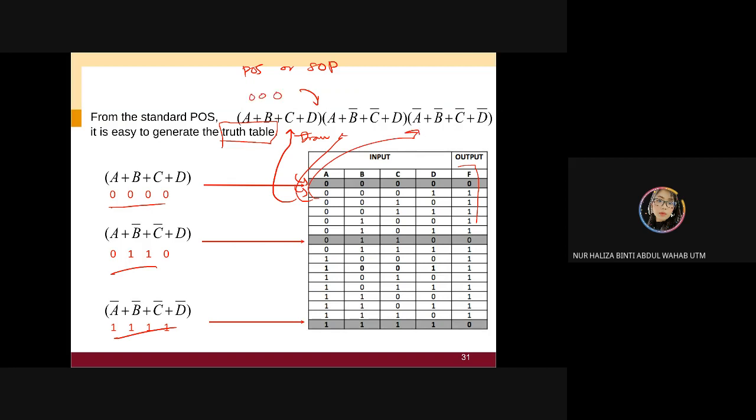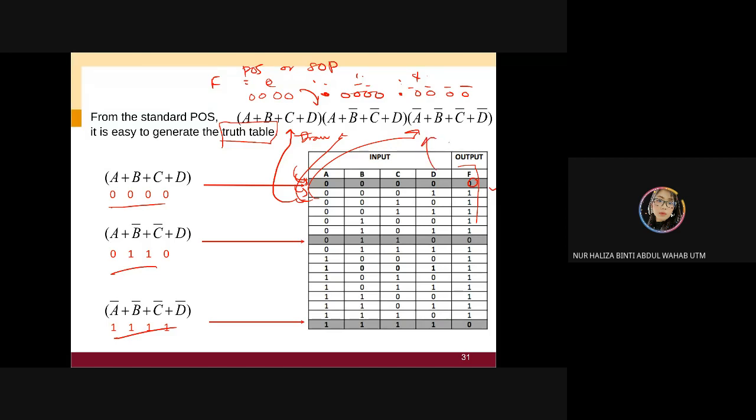After you get the value, let's say you multiply 0, 0, 0, 0, and then you have 0 bar, 0 bar, 0 bar, 0 bar. What will your answer be? Your answer will be F equal to 0 multiply with 1, then you get 0. So you check one by one, then you can also get the truth table.